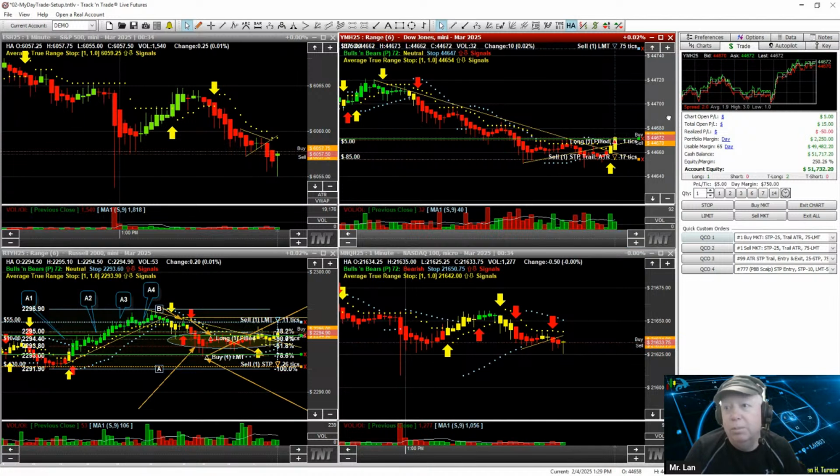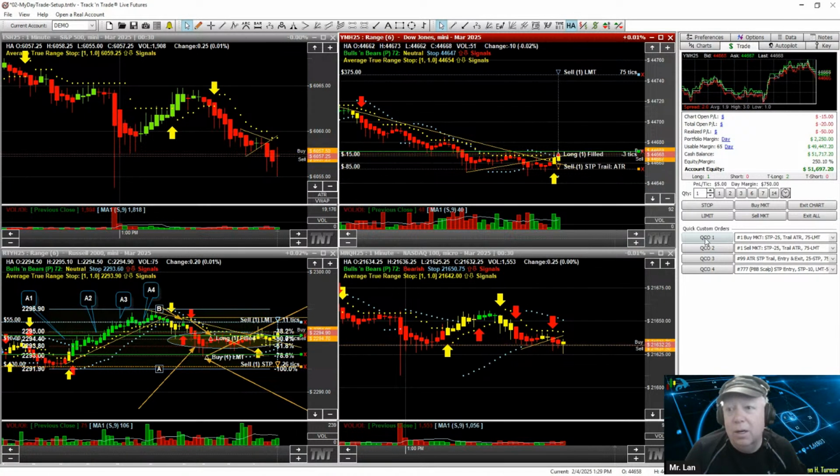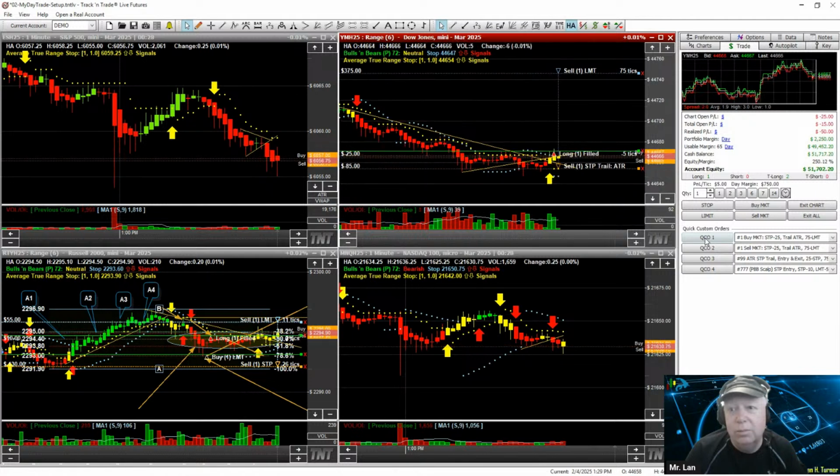If it'll show a little positive strength in here, we could put another one in. But right now, this market's just being stupidly sideways.